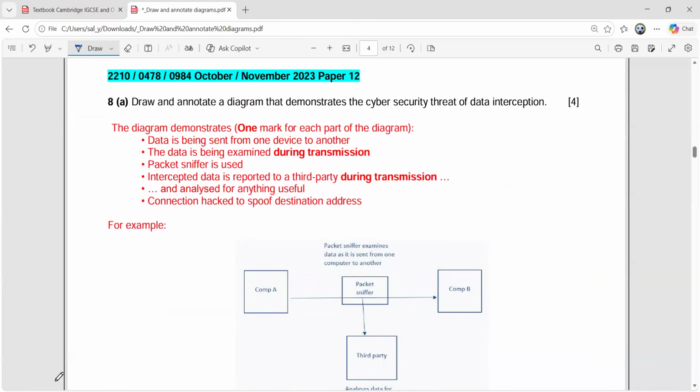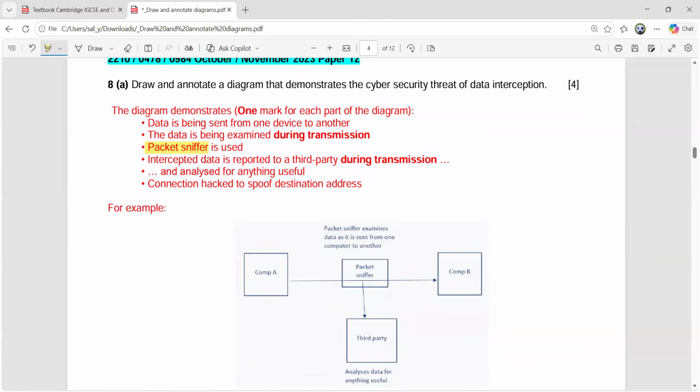Packet sniffers. Now, this is an important term that we need to include. And if you remember, this is what we have talked about, packet sniffer. So packet sniffer is used because of data interception. Again, if you remember this, intercepted data is reported to a third party during transmission and analyzed for anything useful, and connection is hacked to spoof destination address. Now, this is what is going to be included in your diagram.